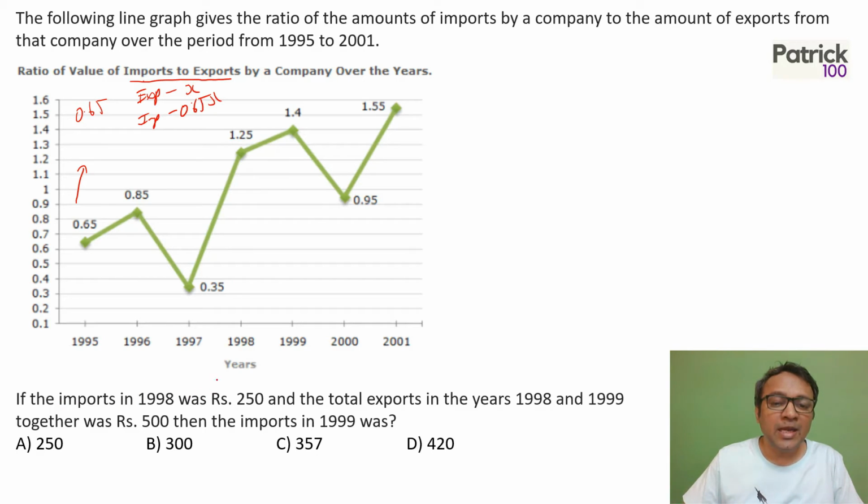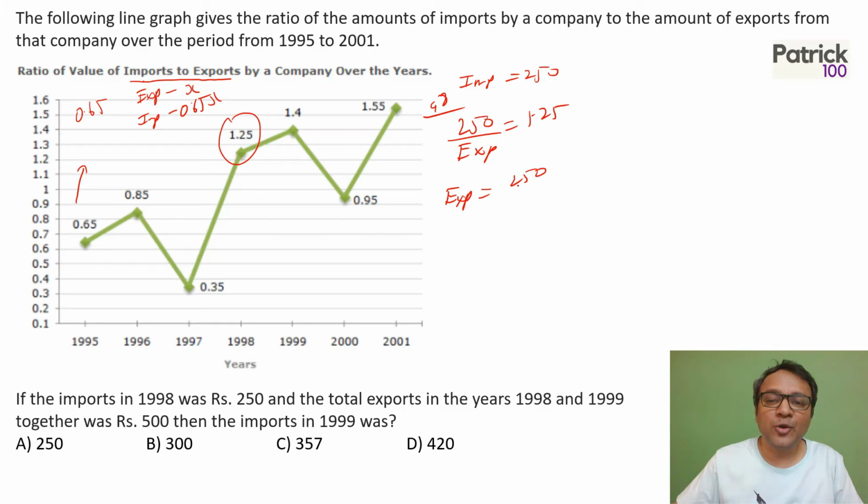If the imports in 1998 was rupees 250, so 250 is imports. So we know imports, that is 250, upon exports in '98 is 1.25. So from that you get exports as 250 upon 1.25, which is 200. So exports in '98 is 200. So exports in '99 will be 500 minus 200, because total exports is 500. So 500 minus 200 will be 300, which will be the exports.